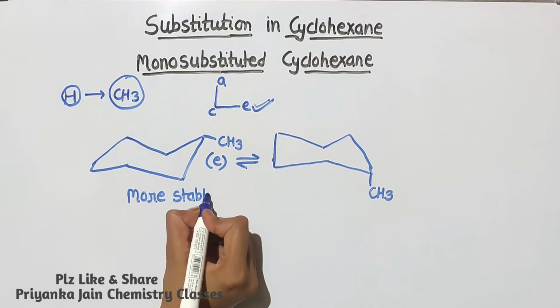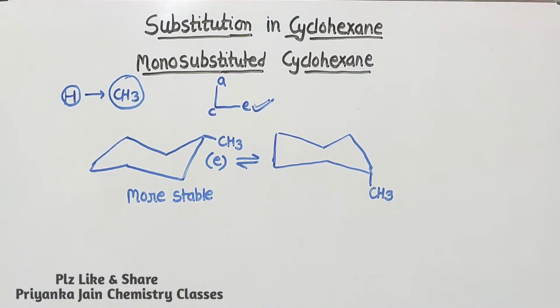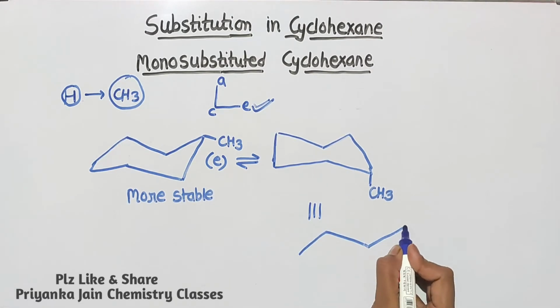And why is it more stable? There is a reason behind it. Actually, what is the reason? This can also be written in this manner. We can write this form in this manner.